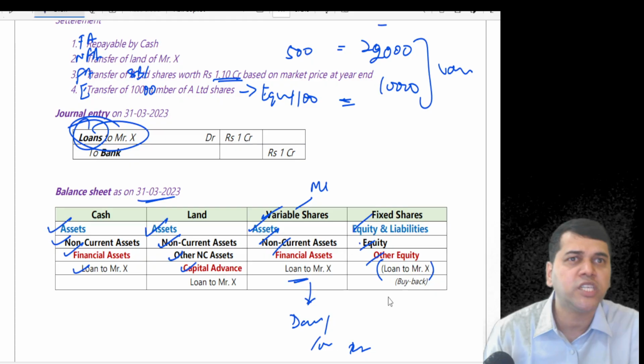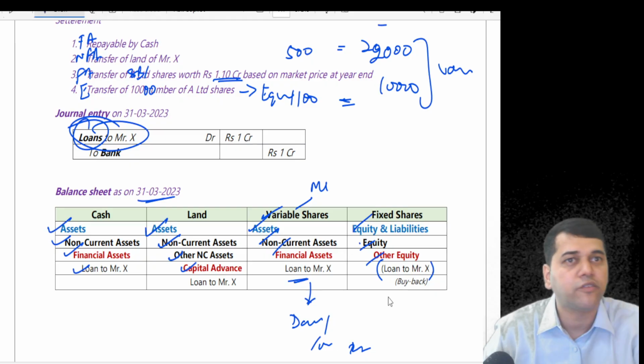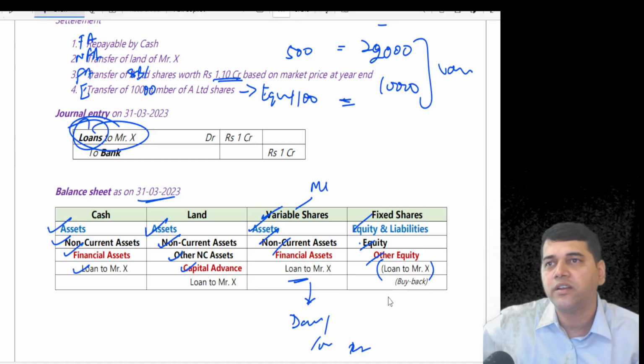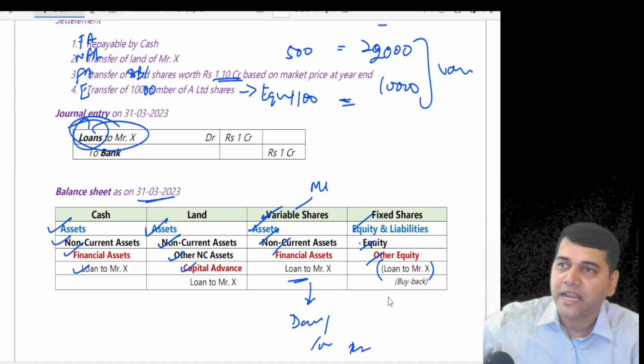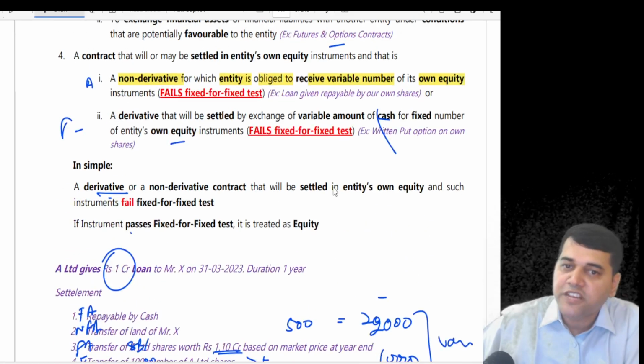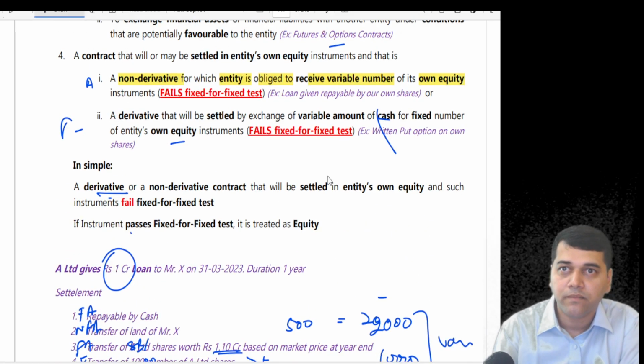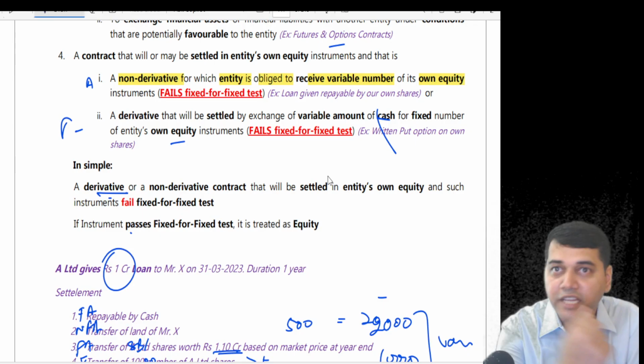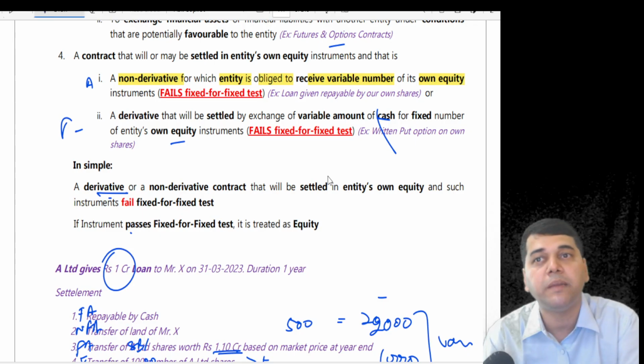That person is going to question this. They will go into the substance of the transaction. They will ask you, what nonsense have you done? You have not followed the standards. The standards say very clearly that when you are going to get a fixed number of shares for a fixed cash that you have paid, it's equity, right? Your presentation is wrong. You are trying to fool the people out there.